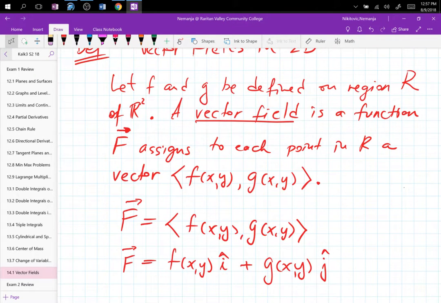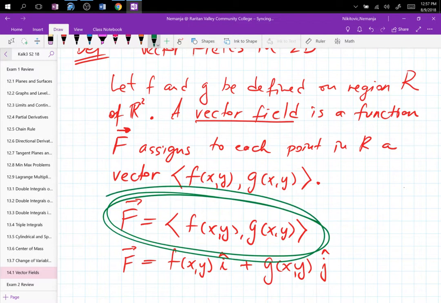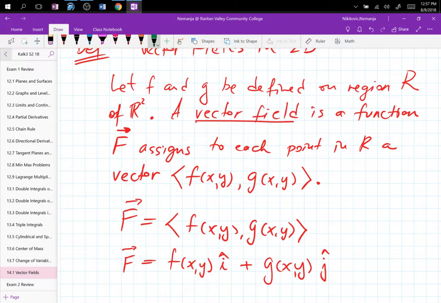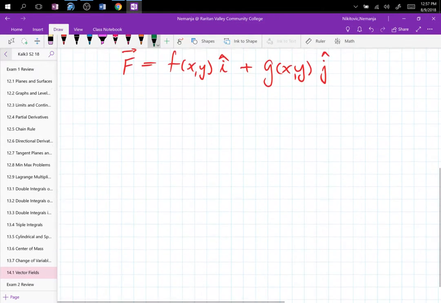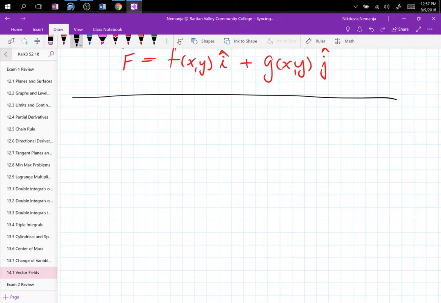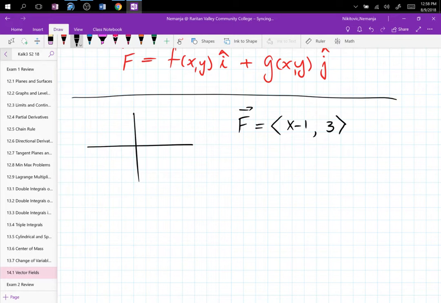So that's the definition. Technically, you are focusing on the formula for it, and it's as simple as this. You have the xy plane, and you have a vector field defined as, let's say, (x minus 1, 3). Let's say this is a vector field definition. How do you generate an xy image for that?